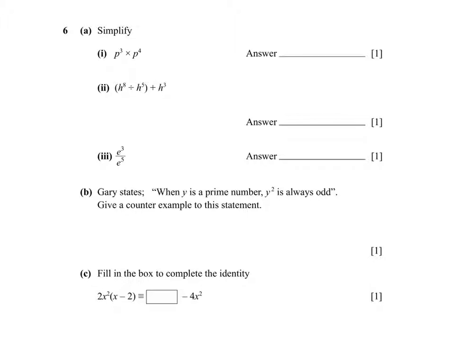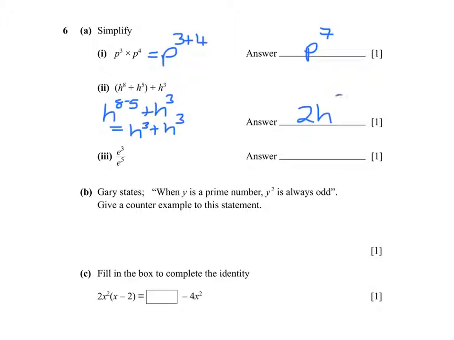Whenever we are multiplying indices, we add the powers, so that would be 3 plus 4 to give us 7. Whenever we divide, we subtract the powers. So this gives me an h cubed plus an h cubed, so I have 2h cubed. And in this we have a division, so we're going to subtract. So that is e to the power minus 2, which is also 1 over e squared.